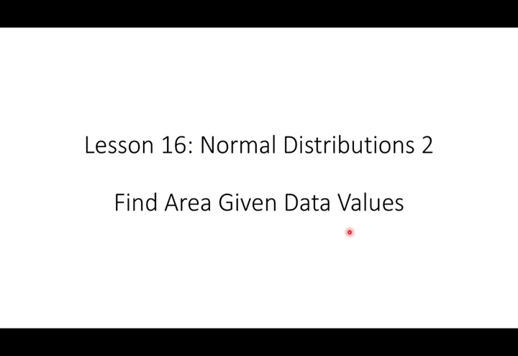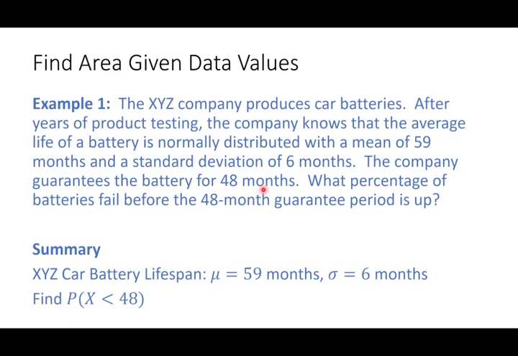All right, let's continue with another video for lesson 16 about normal distributions, specifically applications type problems. In this video, we're going to be talking about how to find the area given some data values. And remember that the area between 2 points on the normal curve is also the probability that a random value is between those 2 points. So let's get into this example.